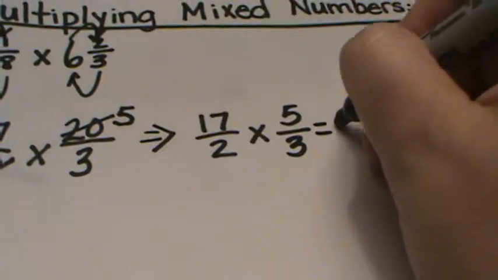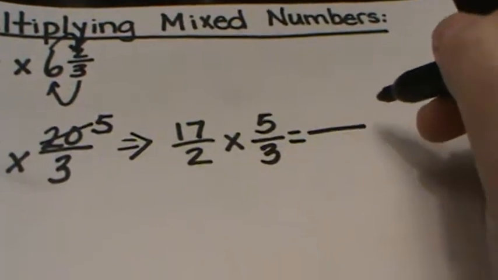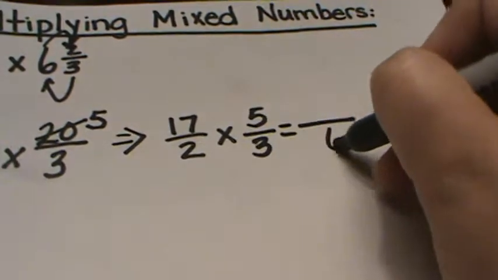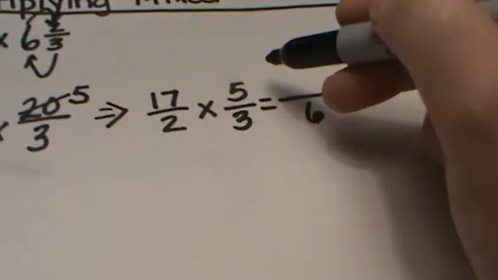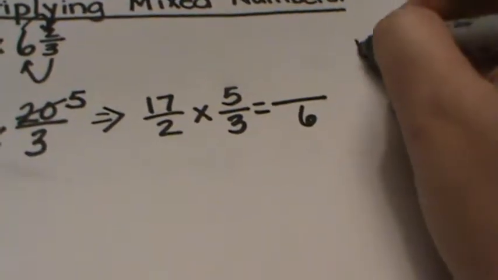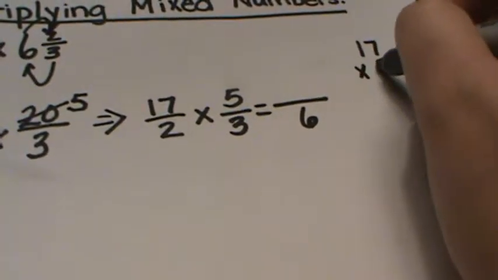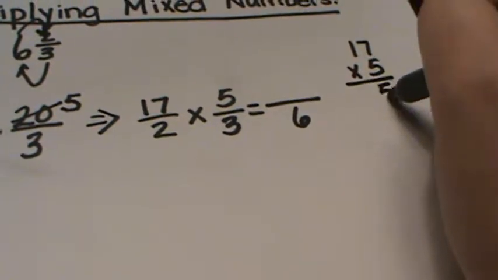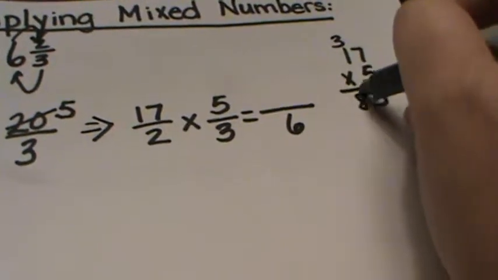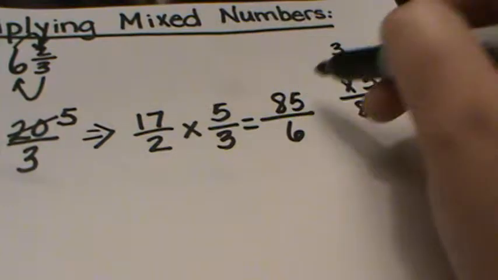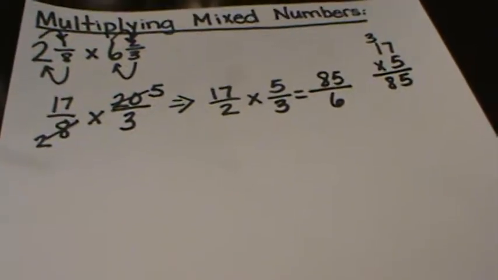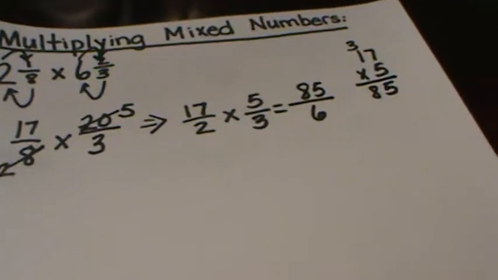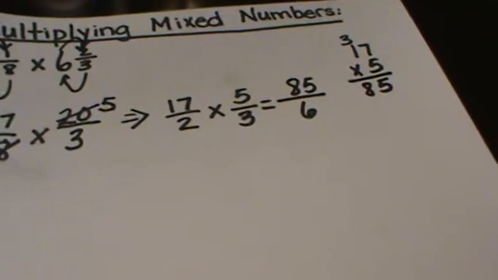Now, when we go to multiply, we see here that 2 times 3, that one's easy. 17 times 5, you might not know that one in your head, so it's okay to go over to the side and work out a little bit of scratch to find out that it is 85/6.